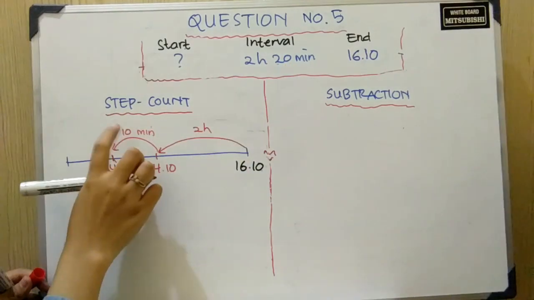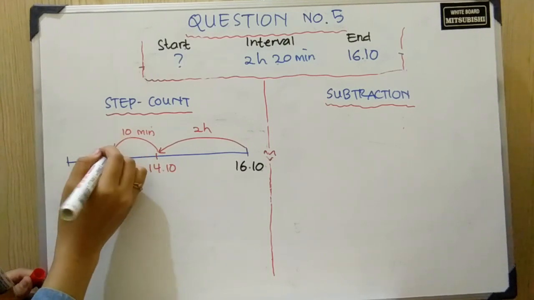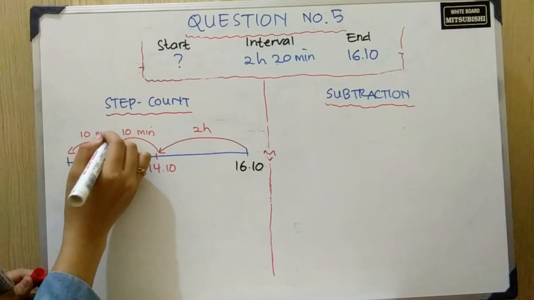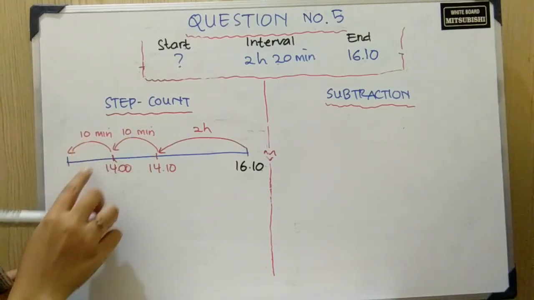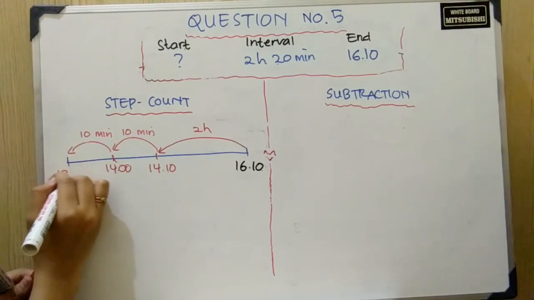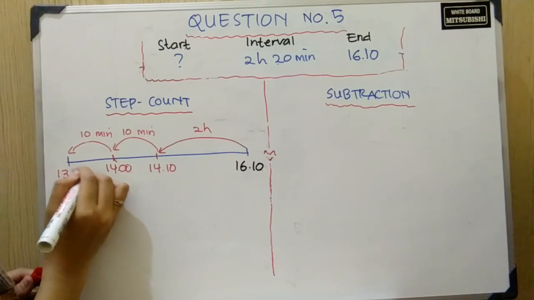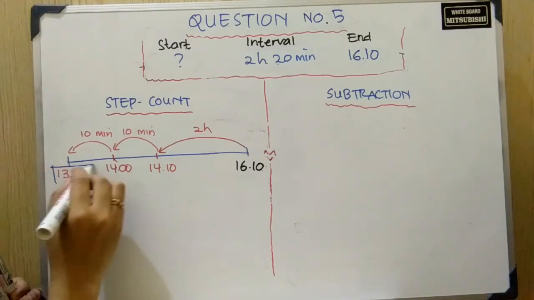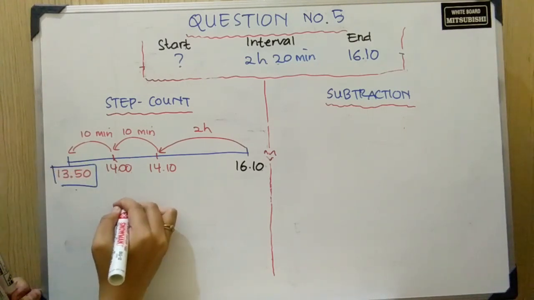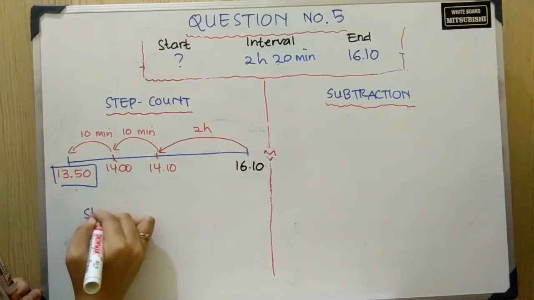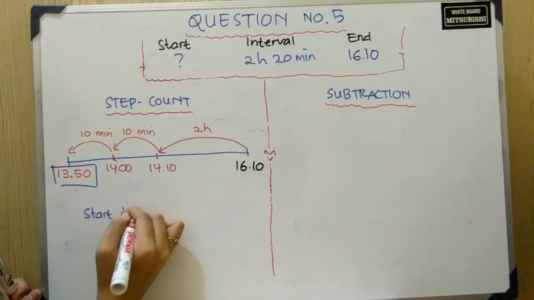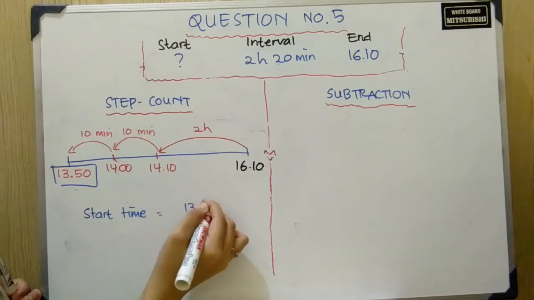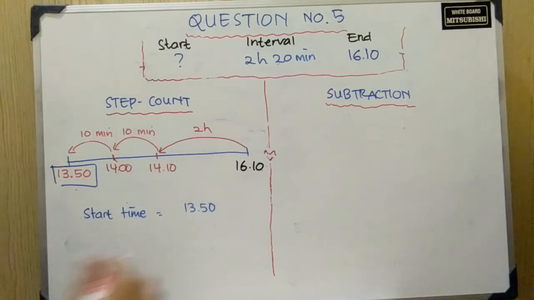And here, from 20 minutes, we still have 10 minutes. So we count back 10 minutes. Here we have 10 minutes before 14 is 13:50. So the start time is 13:50. The mathematics competition starts at 13:50.